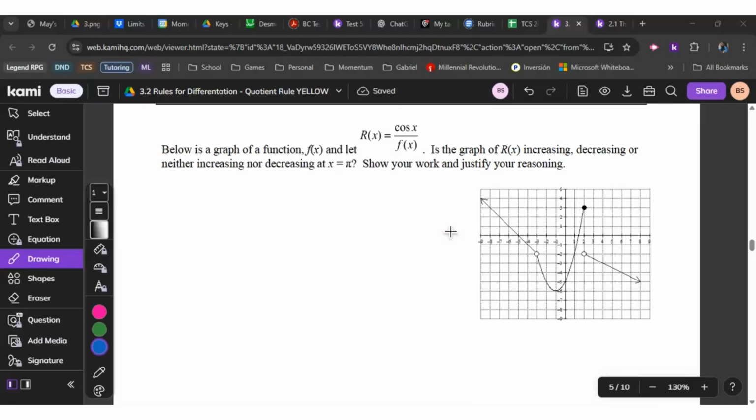All right. So now we got one that's a little bit more interesting here. Below is a graph of the function f of x, and let r of x be cos x over f of x. Is the graph of r of x increasing, decreasing, or neither at x equals pi?